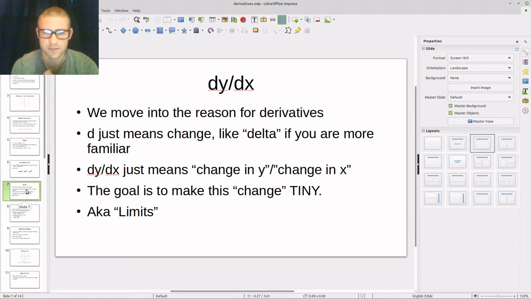You see this everywhere, dy dx. Well, this d just means delta. And if you're familiar with delta, delta just means change in. A lot of times they'll have delta being a triangle, and they'll use it for things like temperature, so change in temperature in Fahrenheit or Celsius. D just means change. So what this is saying is change in y over change in x.